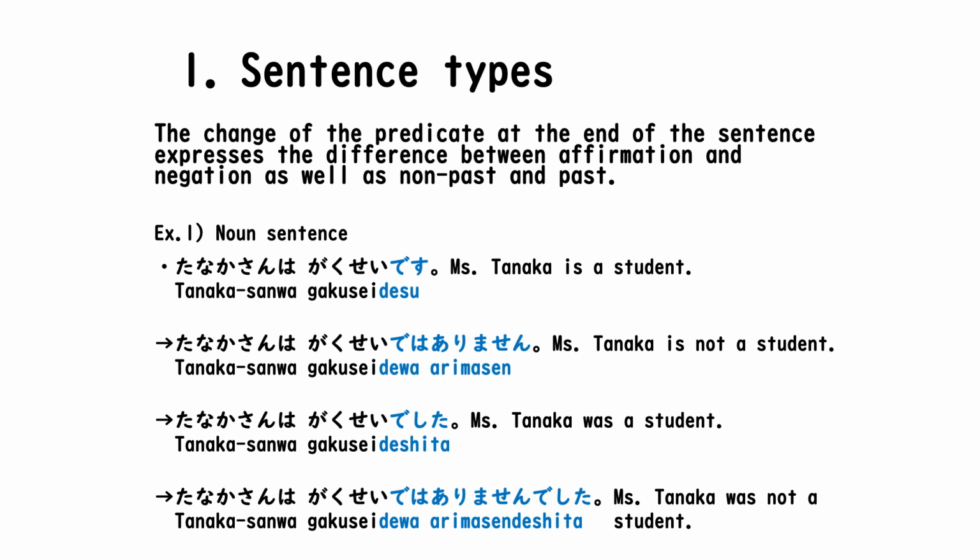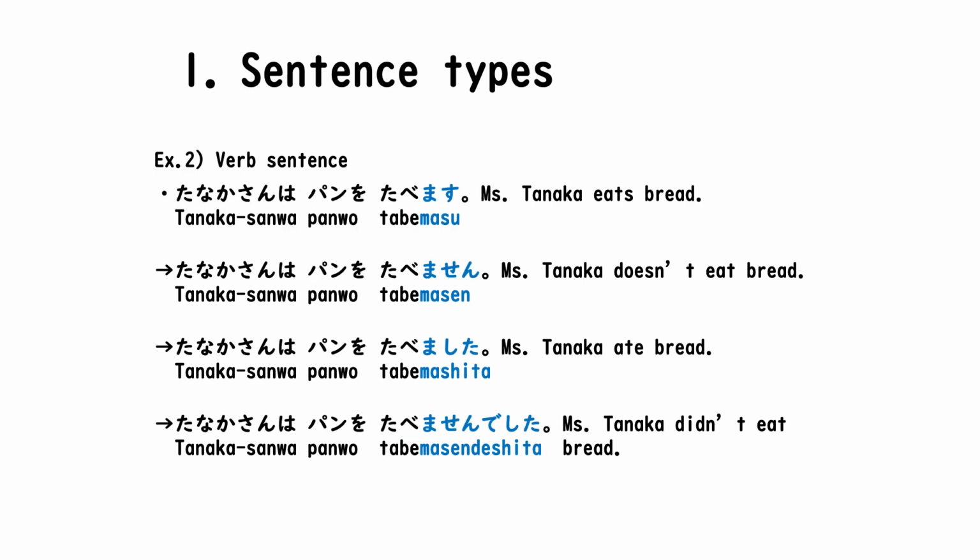If the sentence is negative, it will be 田中さんは学生ではありません, which means Tanaka is not a student. In addition, if the sentence describes the past, it will be 田中さんは学生でした, which means Tanaka was a student. And if it describes a negative form of the past, it will be 田中さんは学生ではありませんでした, which means Tanaka was not a student.